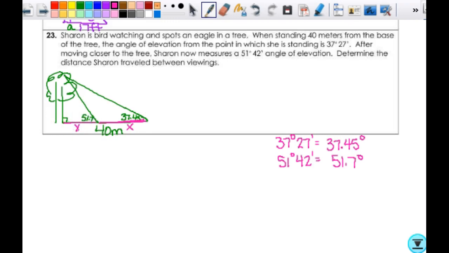And then let's think about what we can find. Well, here's what I know. I know this whole side of this triangle, and I know this angle. So I can find this side of my triangle. It doesn't ask me how far the eagle is from the ground, but I can find that. So if I find that using this big triangle here, I'm going to use this 40, this 37.45, and this right here. If I use all that, I can find this. Then I can use this smaller triangle and find the Y part that I need.